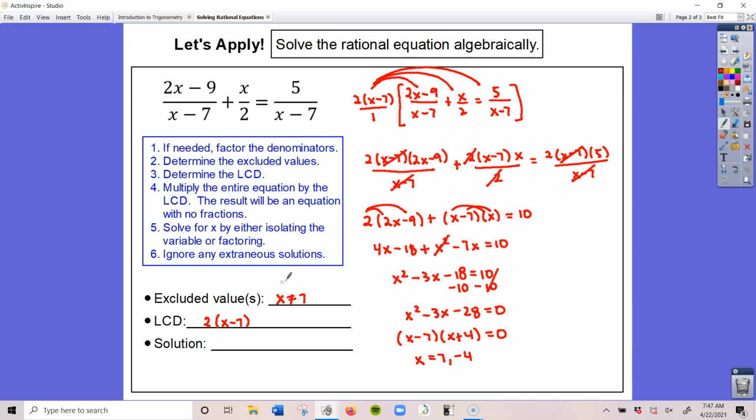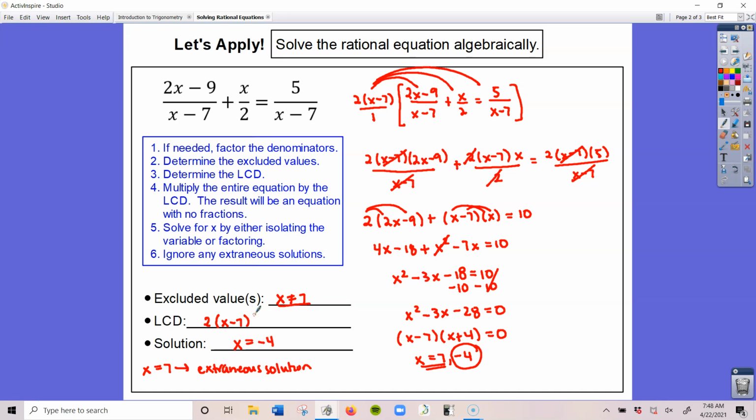We get here that x cannot equal 7. So that means that x is equal to 7 is the extraneous solution. Since I did get it as an answer, but it's the excluded value, so it's not the actual solution. My actual solution is the negative 4. So x is equal to negative 4.